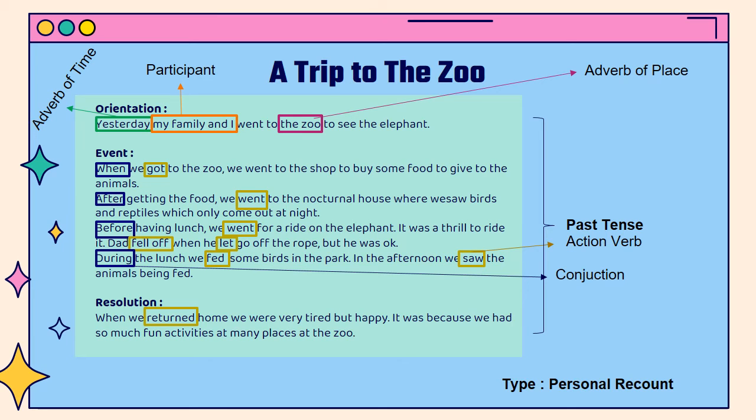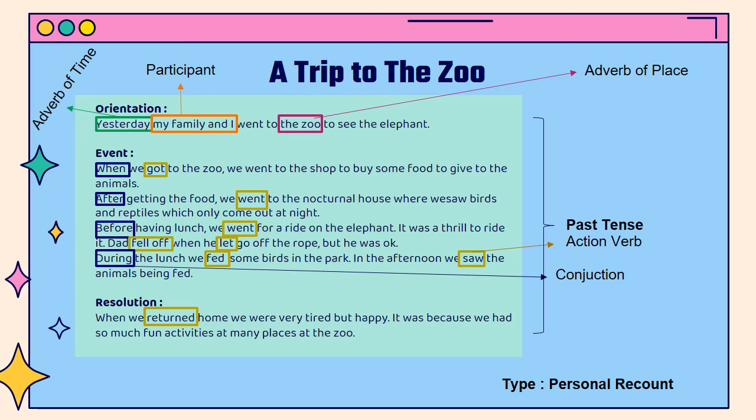Before having lunch, we went for a ride on the elephant. It was a thrill to ride it. Dad fell off when he let go of the rope, but he was okay. During the lunch, we fed some birds in the park. In the afternoon, we saw the animals being fed. When we returned home, we were very tired but happy. It was because we had so much fun, activities at many places at the zoo.